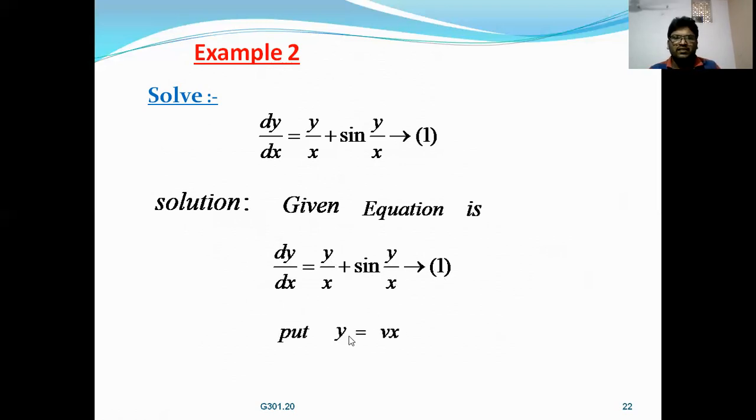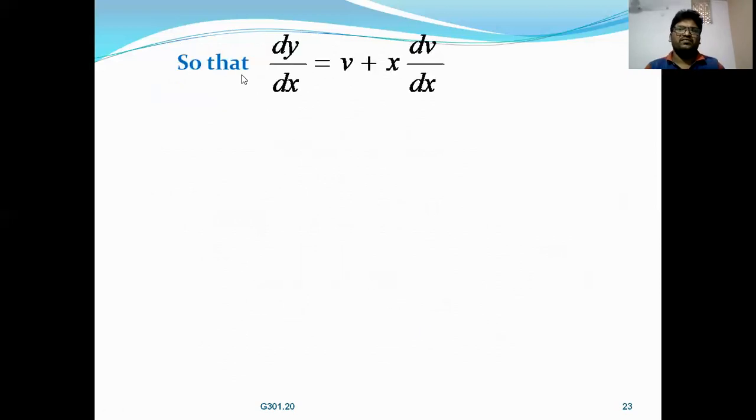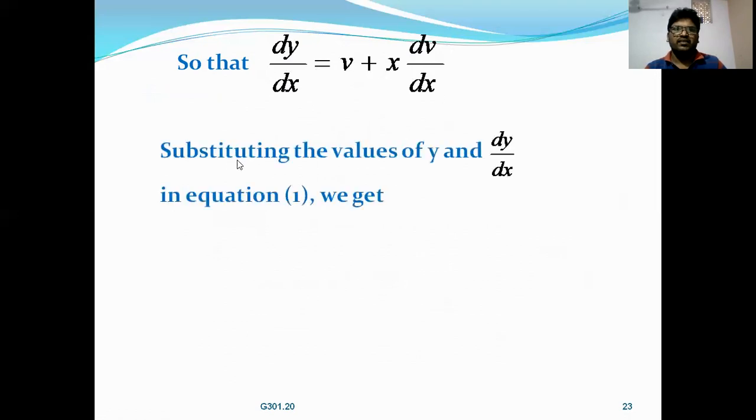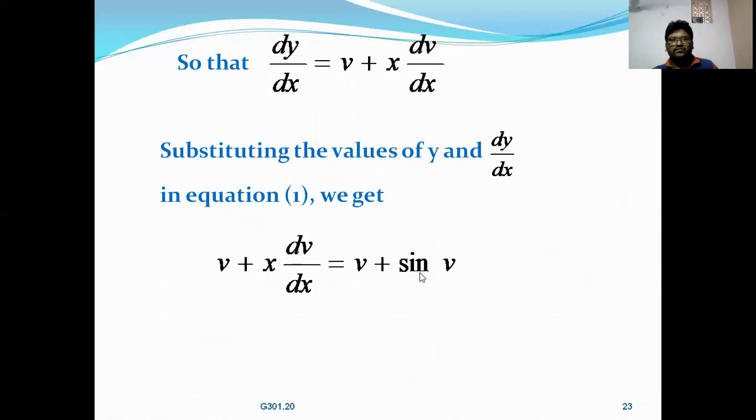Put in this equation y is equal to vx. Then after differentiation of y is equal to vx, we will get dy by dx is equal to v plus x dv by dx. Now substituting the y value and the dy by dx value in the above equation, we will get v plus x dv by dx on the left side, and on the right side v plus sin v.